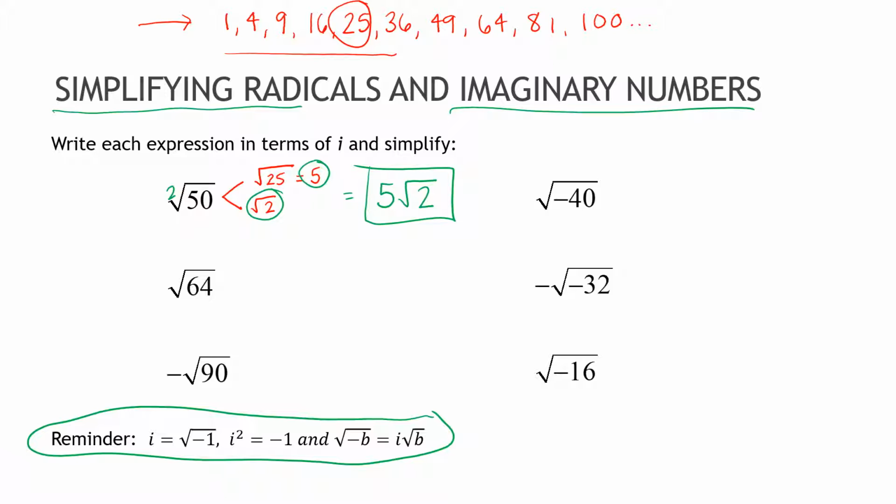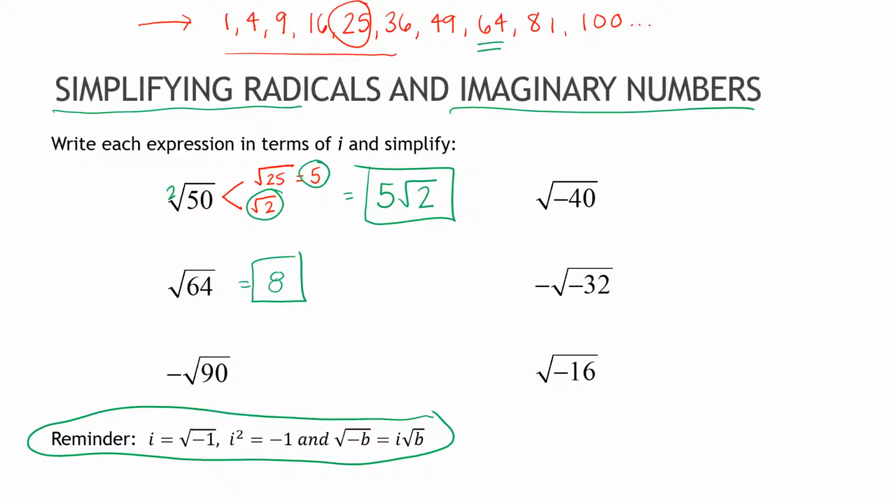So that's how we simplify a radical. Same thing with √64. If you'll notice, 64 is actually one of my perfect squares. So this one's very easy. The square root of 64 is just 8. I don't have to do anything crazy. That's my answer. But now let's take a look at 90.